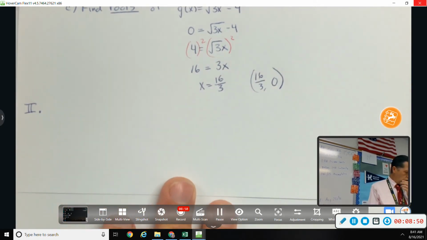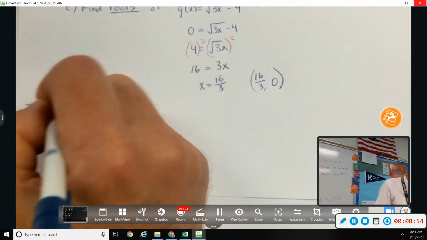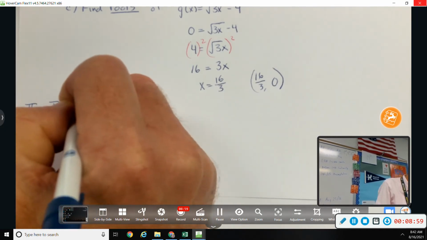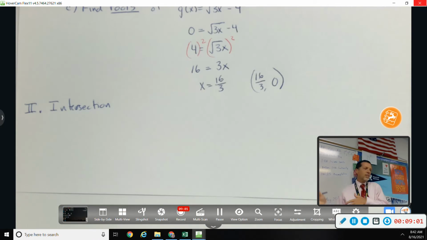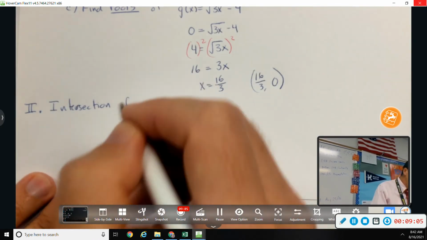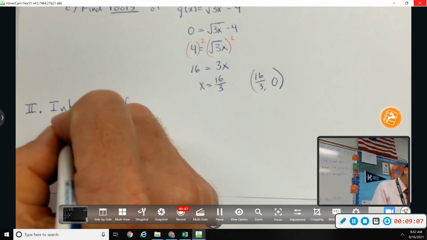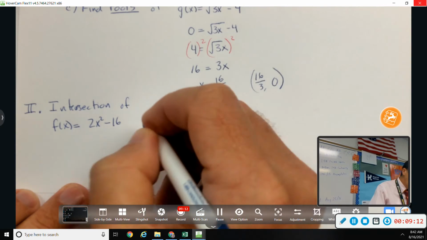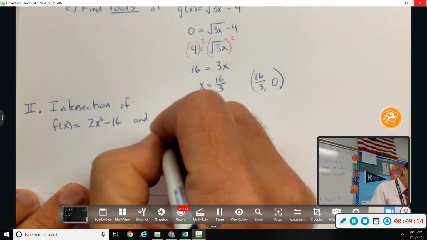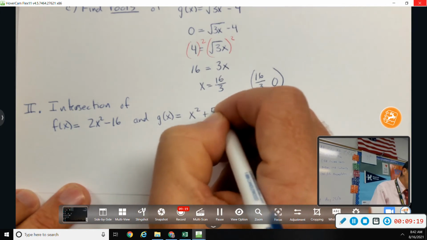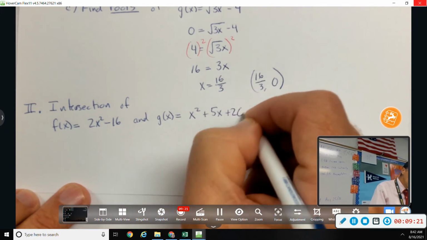Roman numeral 2 of 4, if you're keeping up. Intersection. So this is another vocab word that's going to lead to some algebra. Let's find the intersection of f of x equals 2x squared minus 16 and g of x equals x squared plus 5x plus 20.